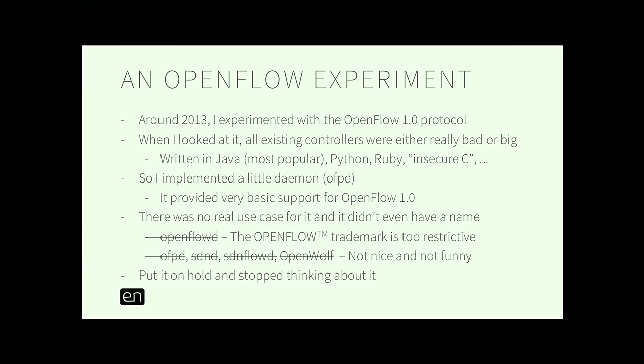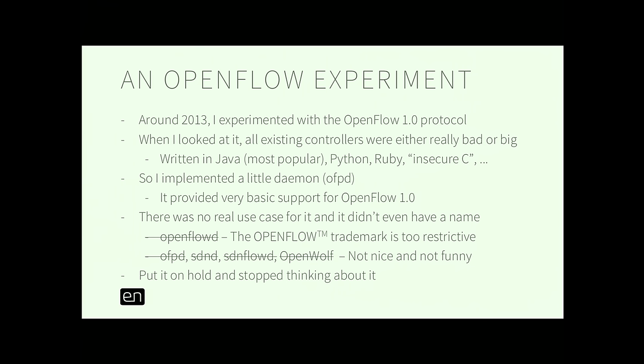So I thought, it would be nice to have a little daemon that uses privilege separation, written like an OpenBSD daemon, and that implements a minimal subset of it, but enough to do layer two switching, and then we see where we can go. We don't need an interface for apps or a JSON API or something like this. I got the initial version working fairly quickly, but the dragons are in the details. And another problem, I kind of put it on hold and stopped thinking about it.